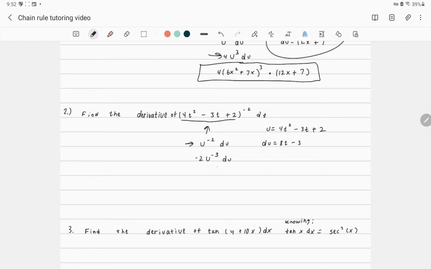And then all you have to do from this point is take this, plug it in where u is, and take this and plug it in where du is. So negative 2 times 4t squared minus 3t plus 2 to the negative 3 times 8t minus 3 is your final answer.